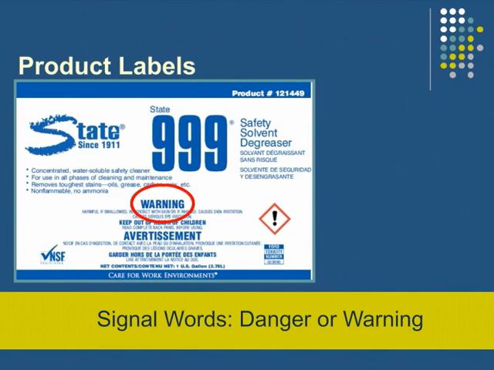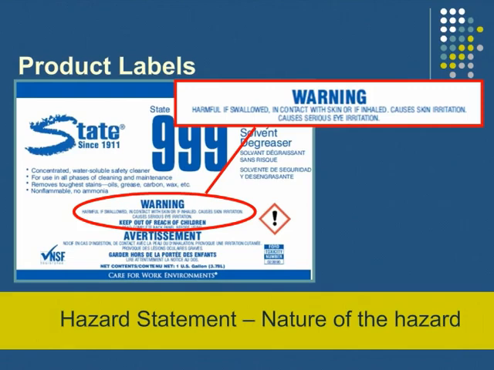On the front panel of the label, you will find one of two signal words, warning or danger. These words are used to indicate the relative level of severity of hazard and alert the reader to potential hazards on the label. Danger is used for the more severe hazards, and warning is used for the less severe hazards. Under the signal word, you will find a hazard statement which describes the nature of the hazards of the chemical.